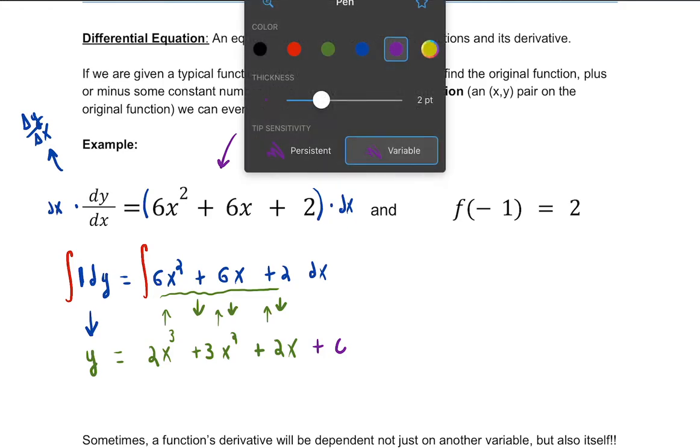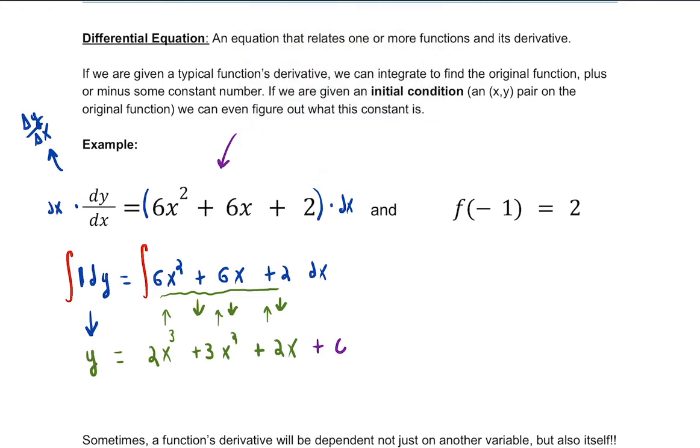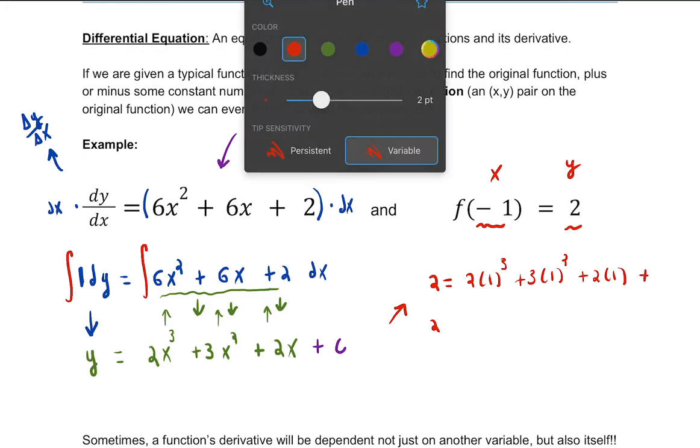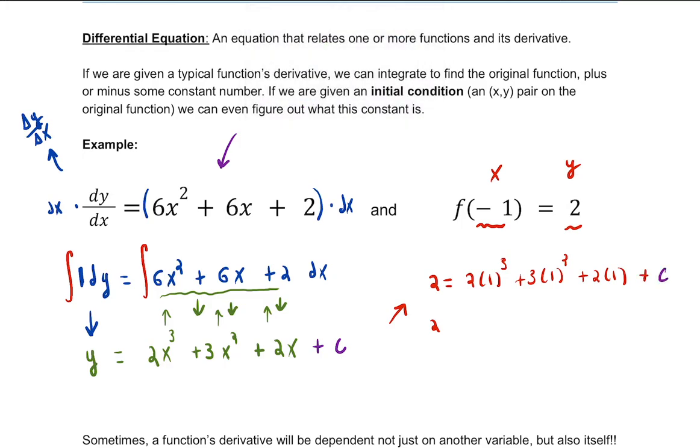Now we can plug in this initial condition. When x is 1, y is 2, and we can use that to solve for c. So if we plug those in, we'd have 2 is equal to 2 times 1 cubed plus 3 times 1 squared plus 2 times 1. Sorry, plus c, that's the whole point, is that we can solve this all out for c.